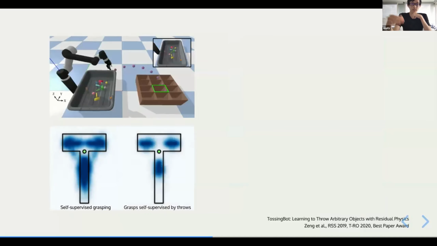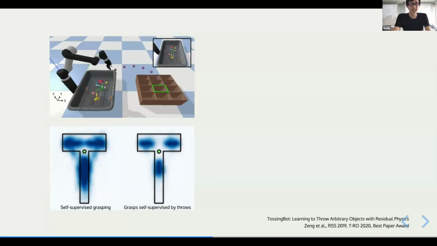And we compared that result to a grasping network that was actually supervised by throwing accuracy, so a grasp is only successful if the throw with that grasp accurately landed in the target box. This actually leads to a distribution of grasps that shift towards areas on the object that are more stable and less likely to slip out or overshoot during the throwing motion.